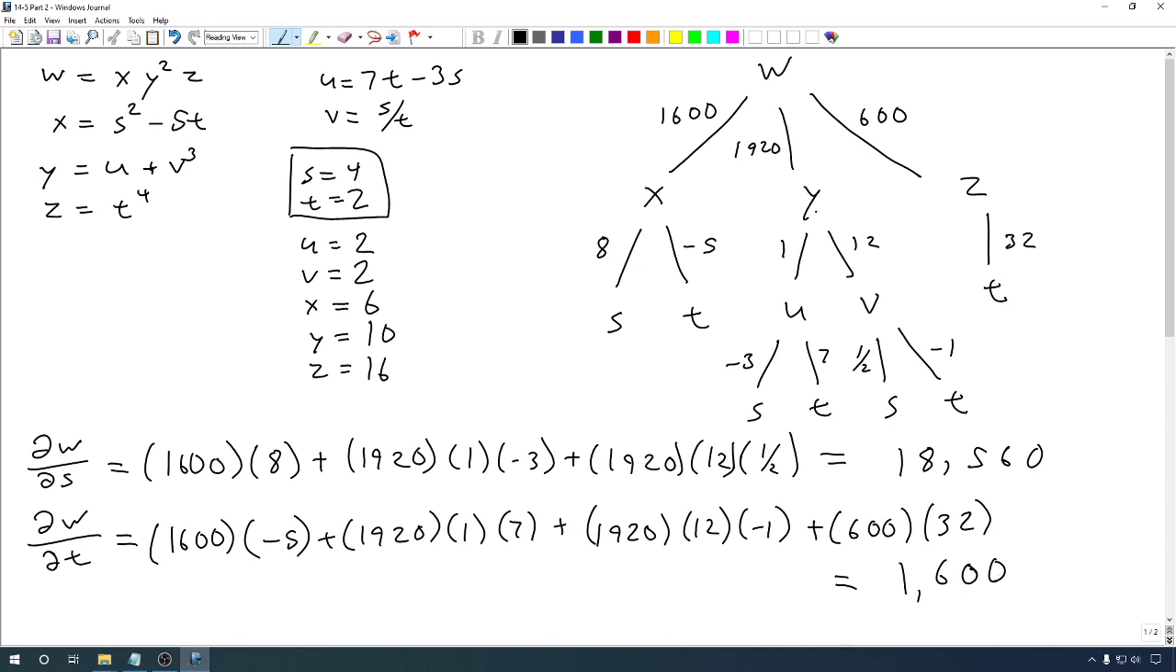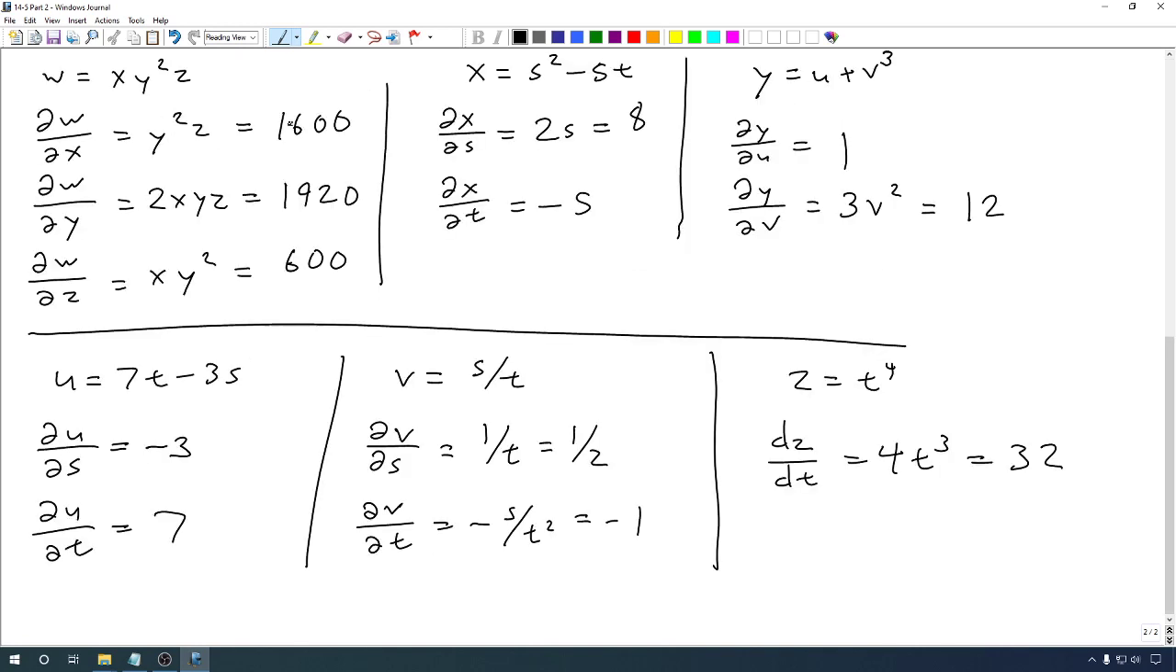And there we go. So ultimately, this is a lot easier than having to plug everything into the original function, plugging all 3 of these formulas in for x, y, and z, and then plugging these formulas in for u and v, having it written out in terms of s and t, and having to do a bunch of product rules and all that kind of stuff. We can just write down the tree of dependencies and work with all the derivatives that are involved there.